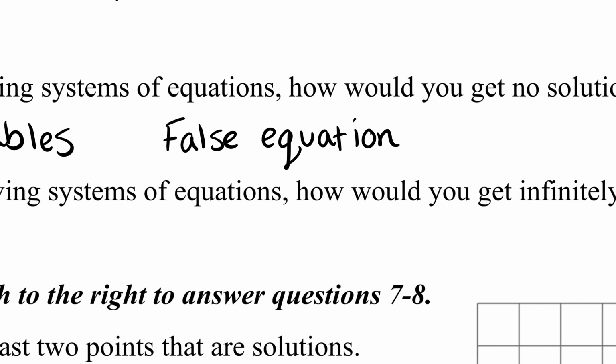If you remember from doing that, our x's or y's, whatever, everything would cancel out, and what was left would be like, say, 7 equals 0. 7 does not equal 0. That's false. So that would be no solution. That's how I would get that.